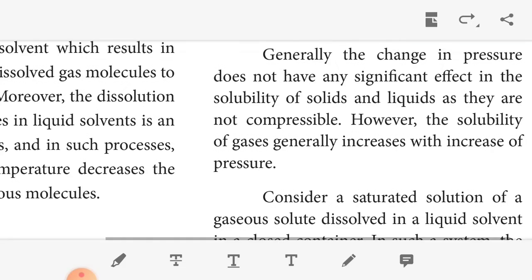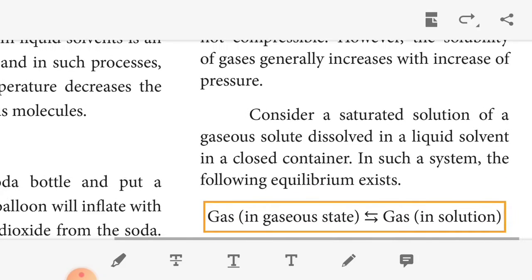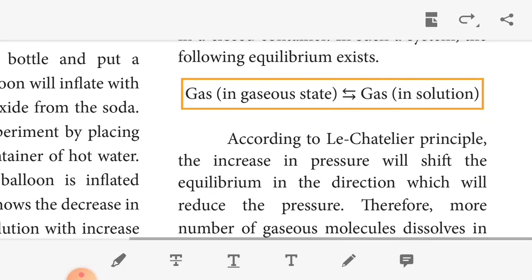Consider a saturated solution of a gaseous solute dissolved in a liquid solvent in a closed container. In such a system, the following equilibrium will be established: gas in the gaseous state turns into the solution form. According to Le Chatelier's principle, an increase in pressure will shift the equilibrium in the direction which will reduce the pressure. Therefore, more gaseous molecules dissolve in the solvent and the solubility increases. So this is the effect of pressure.